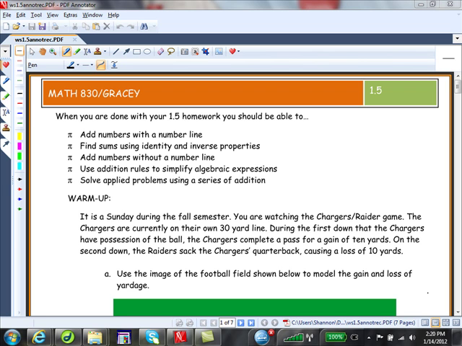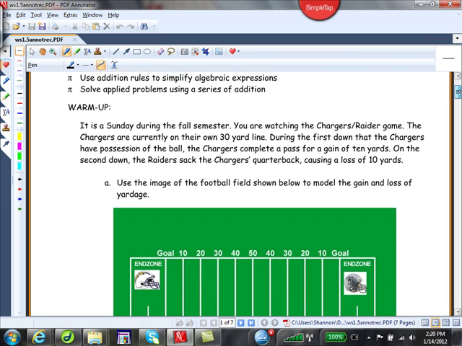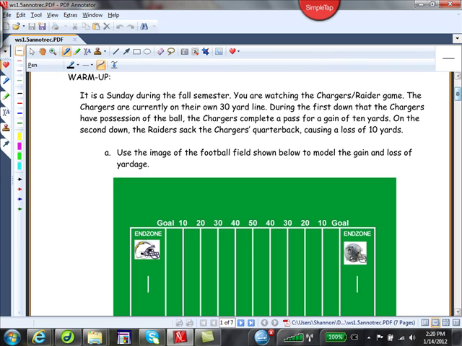So here we go. I thought we'd warm up using this problem here. Okay, so just imagine it's Sunday during the fall semester. You're watching the Chargers-Raider game. So what do you think? You Chargers or Raider fan? That's what I thought, Chargers, right? Okay, the Chargers are currently on their own 30-yard line.